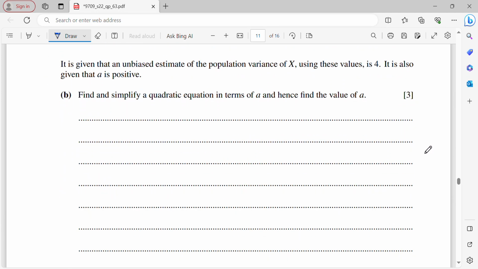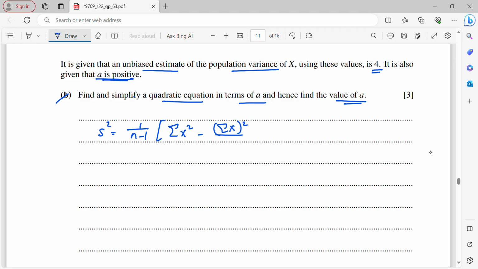It's very simple. Now, it's given that the unbiased estimate for the population variance of X using these values is 4. It's given that a is positive. Now, B, find and simplify a quadratic equation in terms of a, and hence find the a. Okay, now the formula for the unbiased estimate of variance, it will be s squared equals 1 over n minus 1, times summation x squared minus summation x, bracket squared, over n.